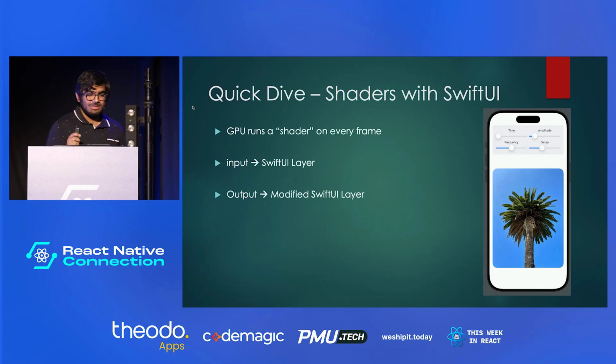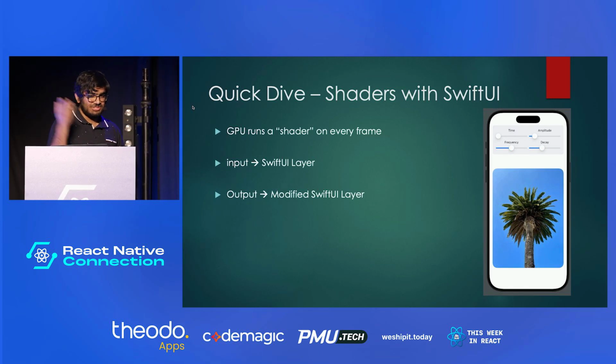So that ripple is run by the GPU, and there's a thing called a shader, which is a program that you can run on your device. The input is, in this case, a SwiftUI layer, which is just a bitmap of something you rendered, and the output is the same layer modified. So you can see if I mess with some of the parameters, what that ripple is calculating. And in this case, time is a parameter. You can see each frame as the animation is going.